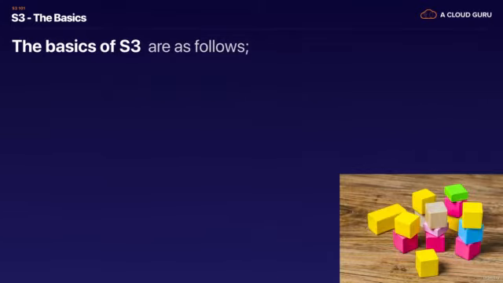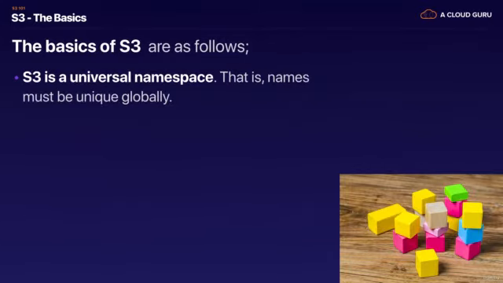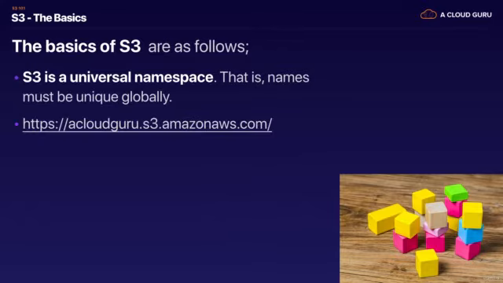Now, the thing about S3 is that S3 is a universal namespace. So what does that actually mean? Well, all that means is that the names must be unique globally. So when I create a bucket, I can't just use test bucket because someone's already taken that. I can't use a Cloud Guru because I took that a long time ago in another AWS account. So when you create a bucket, the name has to be unique. And the reason for that is it's actually creating a web address.